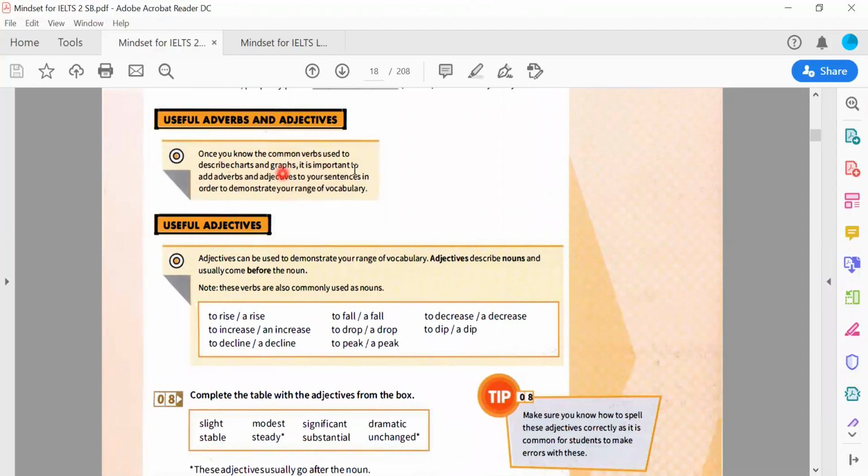And then useful adverbs and adjectives. Once you know the common verbs used to describe charts and graphs, it's important to add adverbs and adjectives to your sentences in order to demonstrate your range of vocabulary. So there are verbs that you use, for example rose or rise or go up or go down, but you have to describe how much they go up and how much they go down, in order to describe it accurately and also show that you know more words. It's like showing off, but you will get score for that.